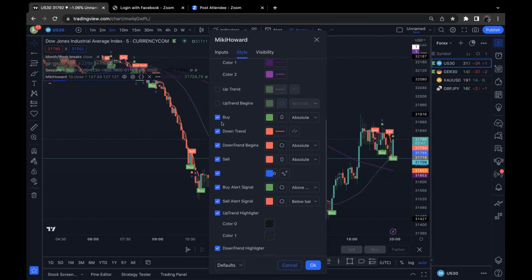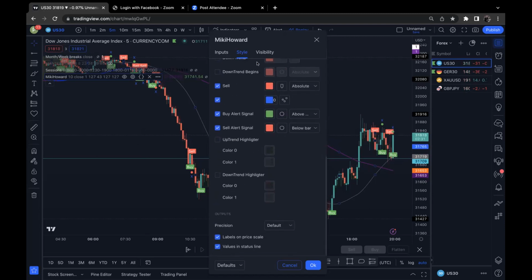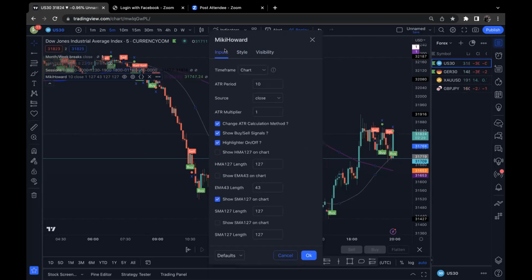Leave the buy. Downtrend, untick. Downtrend begins, untick. And then buy alert, leave it. Sell alert, leave it. Uptrend highlighter, untick. And then downtrend highlighter. Now go into input, please. But the thing we did not do is visibility. So input, I think everything looks okay. Yeah, now take the show. Okay. No, that's fine. I think we're good.